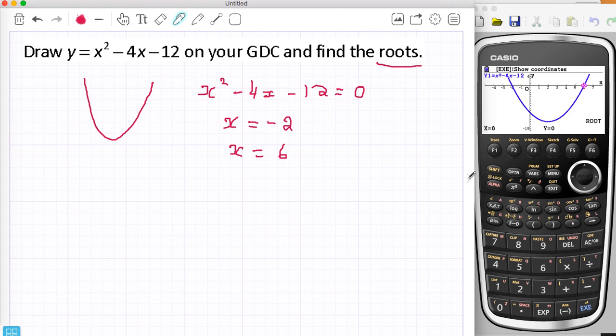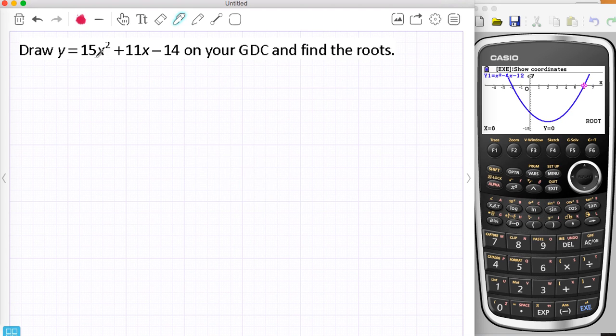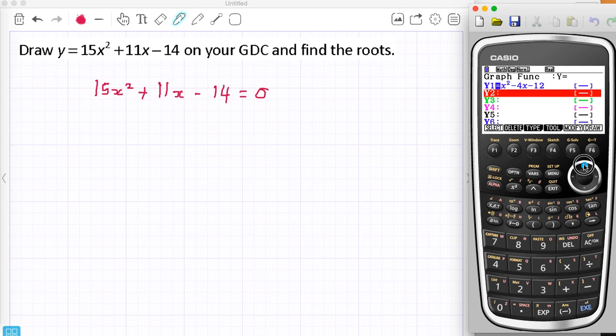Let's do another one. Let's look at this one. Now, basically, we want to solve this. By finding the roots, we're actually solving 15x squared plus 11x minus 14 equals 0. So I want to solve that. I could factorize it, and it will factorize, but it's a bit difficult and a bit messy. So I'm going to exit from here, and I'm going to overwrite this with 15x squared plus 11x minus 14.